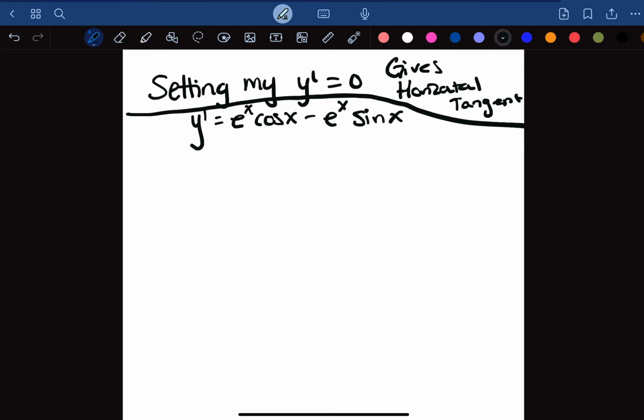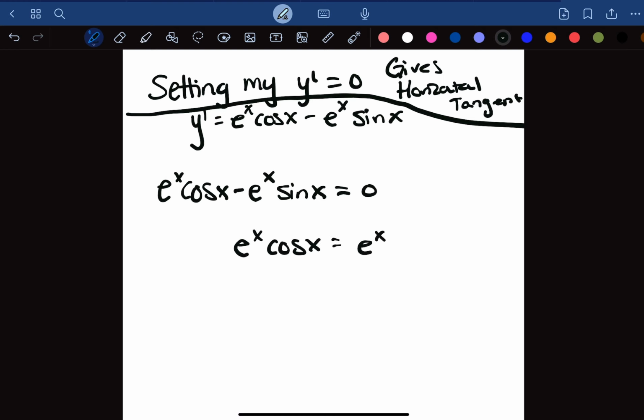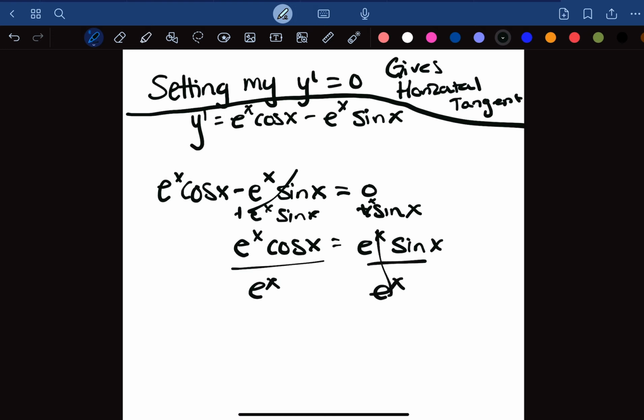So we're going to set e to the x cosine x minus e to the x sine x equal to 0. I can add e to the x sine x to the other side. So I'm going to have e to the x cosine x is equal to e to the x sine x, because I just added e to the x sine x to both sides. And now I can divide both sides by e to the x, which cancels out. And now I have cosine x is equal to sine x.